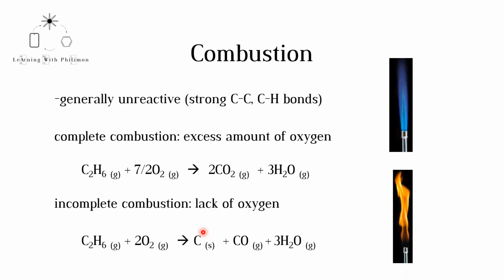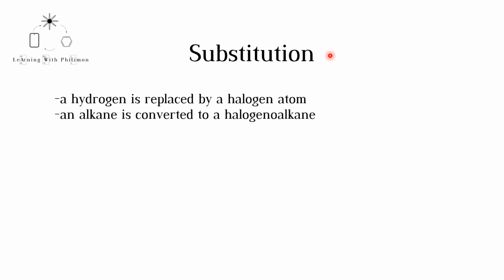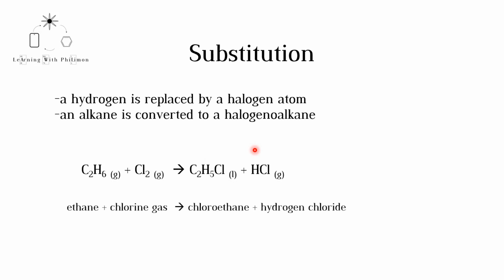Now let's take a look at the other reaction alkanes undergo. Alkanes undergo substitution reactions. In this reaction, a hydrogen atom of an alkane is replaced by a halogen atom. Halogens are the elements in group 17 in the periodic table. In this particular reaction, ethane, C2H6, reacts with chlorine gas, Cl2, forming chloroethane, C2H5Cl, and hydrogen chloride, HCl.